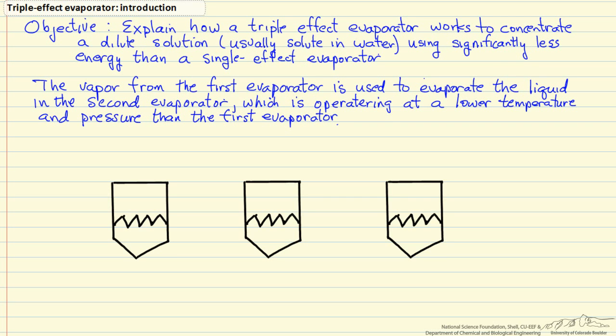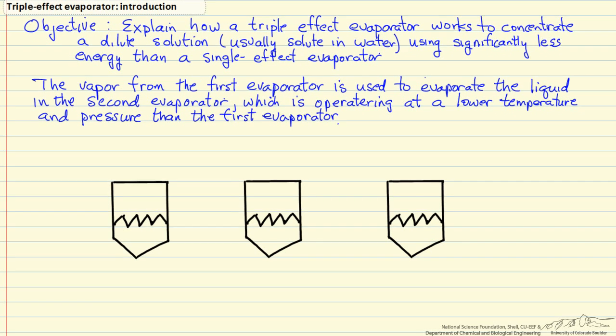The advantage of the triple effect evaporator is that we can use the vapor from this first evaporator as the source of the heat for evaporating the liquid in the second evaporator, and then we can use the vapor from the second evaporator as the source of heat for evaporating the liquid in the third effect. I'll go through in detail to show you what we're referring to here.